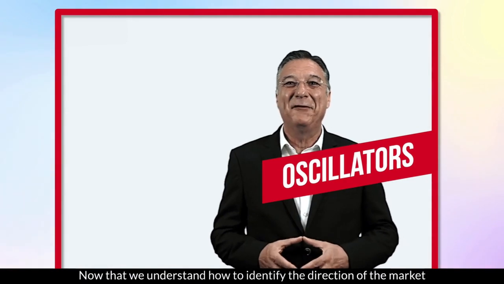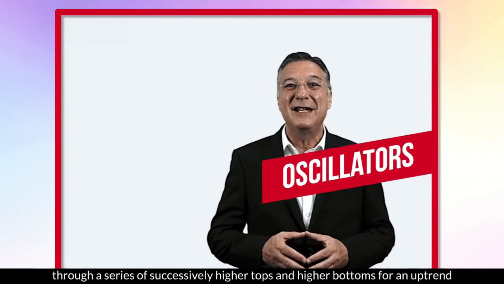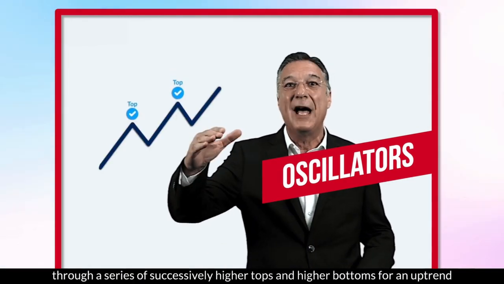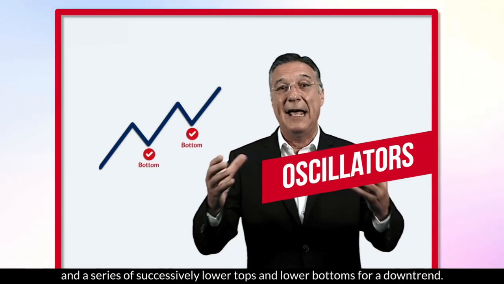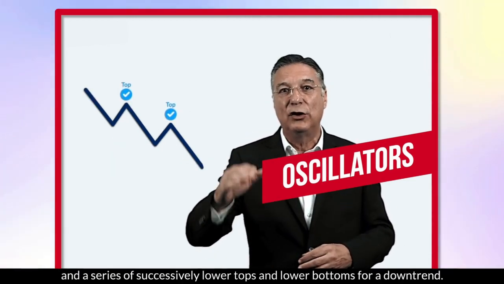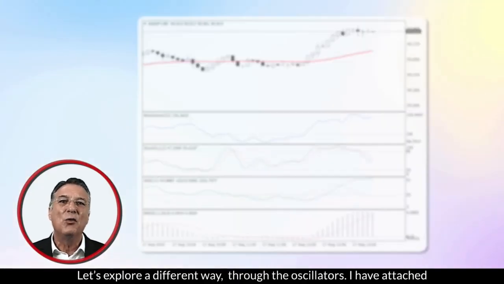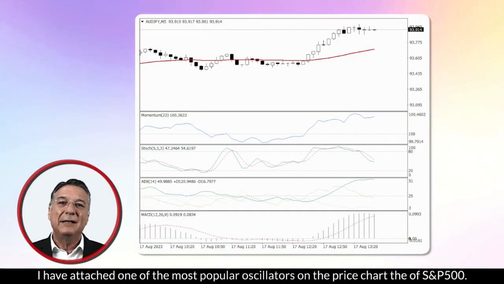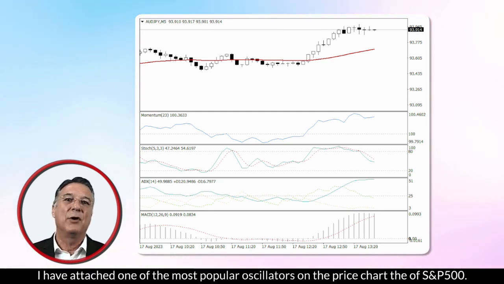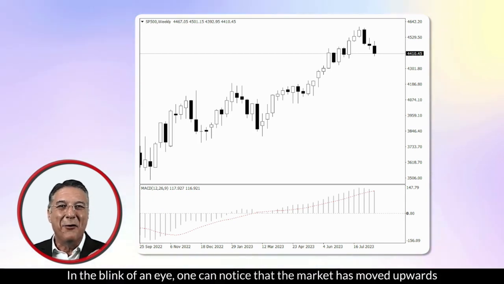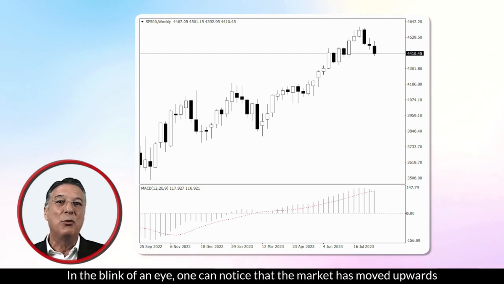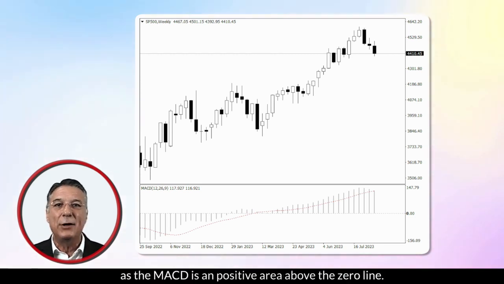Understand how to identify the direction of the market through a series of successively higher tops and higher bottoms for an uptrend, and a series of successively lower tops and lower bottoms for a downtrend. Let's explore a different way through the oscillators. I have attached one of the most popular oscillators on the price chart of the S&P 500. In the blink of an eye, one can notice that the market has moved upwards, as the MACD is in a positive area above the zero line.